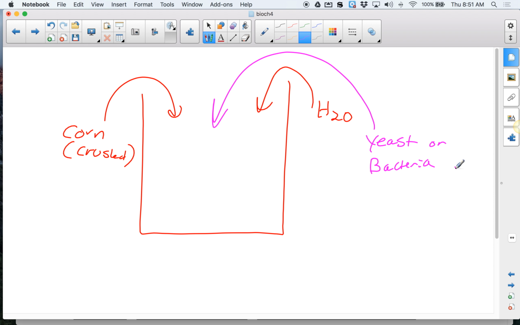They also produce carbon dioxide, so they'll be bubbling and stuff, but we don't care about that if we're making moonshine. And that alcohol is going to build up in the vat. Now, the interesting thing here is, at some point, the alcohol content is going to get so high that it'll start to actually kill off the yeast or the bacteria.